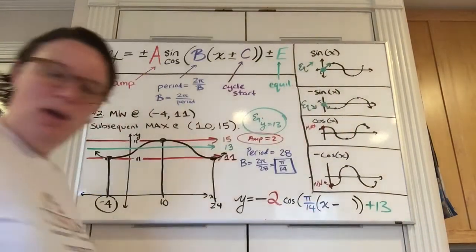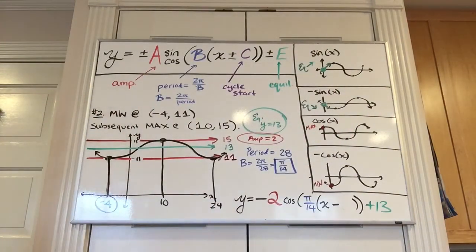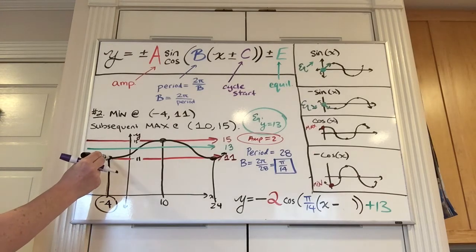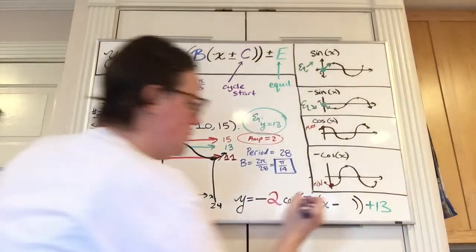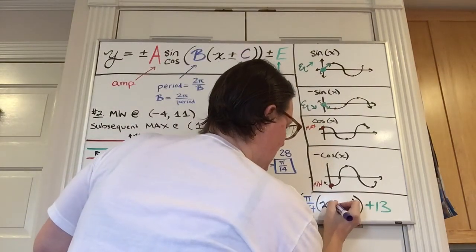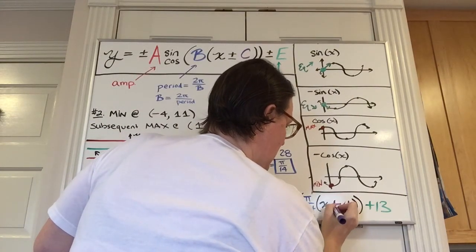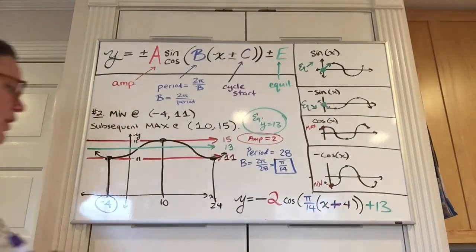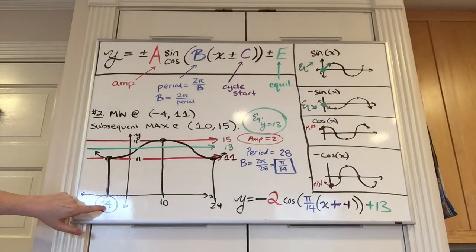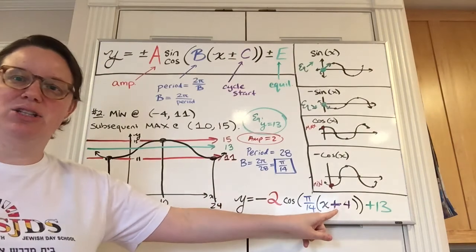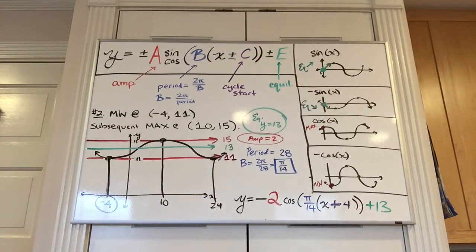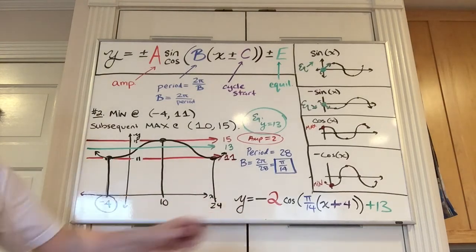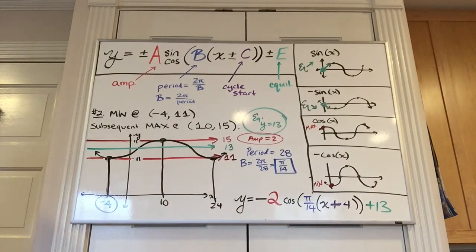Okay, so just remember, whenever you're writing your shift, it's counterintuitive. So I had a negative cosine cycle start at -4. So instead of x minus, this one's actually going to become x plus 4. Inside the function is counterintuitive. So if your cycle starts at -4, you want your shift to be x plus 4. That's what would allow the cosine cycle to scoot backwards to -4. So this equation here represents this graph.